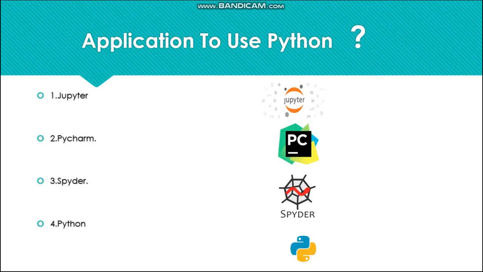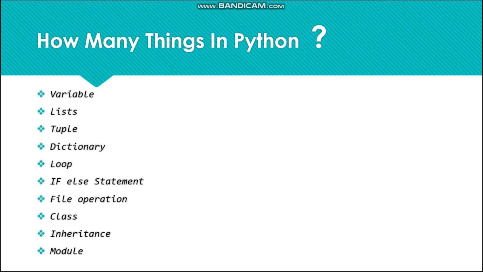But I personally suggest you use Jupyter Notebook, because Jupyter is the best for Python beginners. If you want to download this application, I have given the link in the description. If you download Anaconda Navigator, in that application you get Jupyter Notebook as well as Spyder.